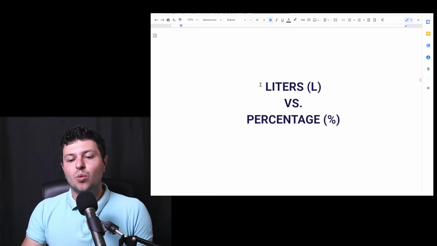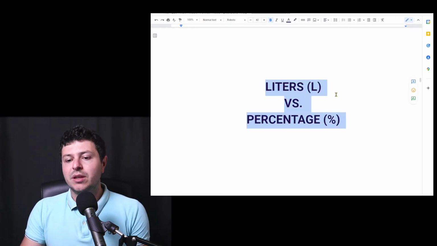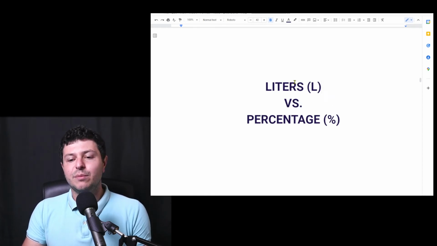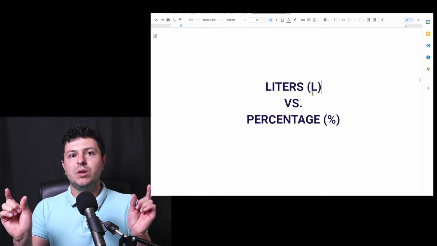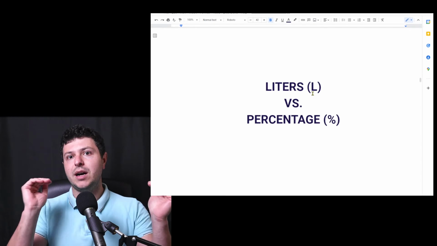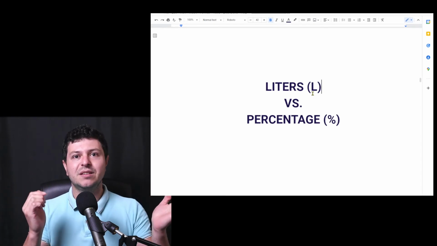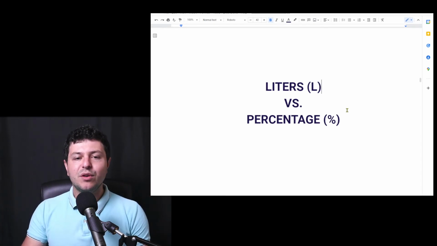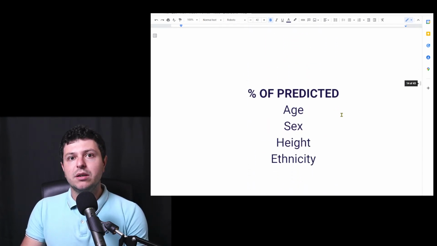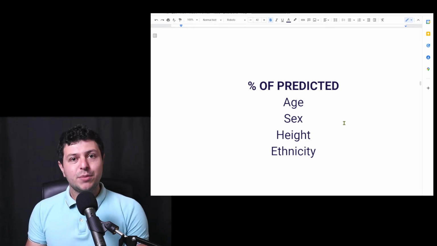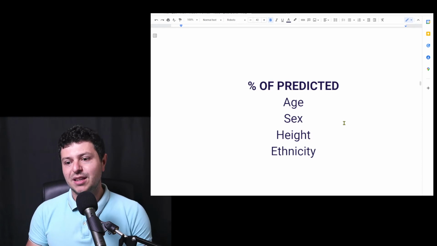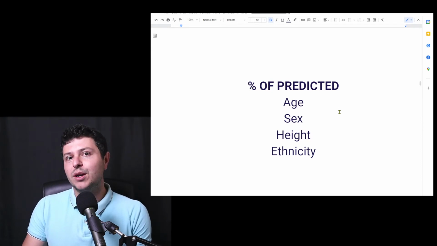So this is why we have both, and we need both because it can vary. Like I said, the amount of liters for two different people may be completely different, but they may both be normal based on their height, age, sex, ethnicity. So this is very important to understand, and it will help clarify things a lot more when you're reading a spirometry report. Now, I'm getting a little bit technical here, and I appreciate that. If you're a patient, I hope you're still following this. But examples are coming, which I hope will clarify this.